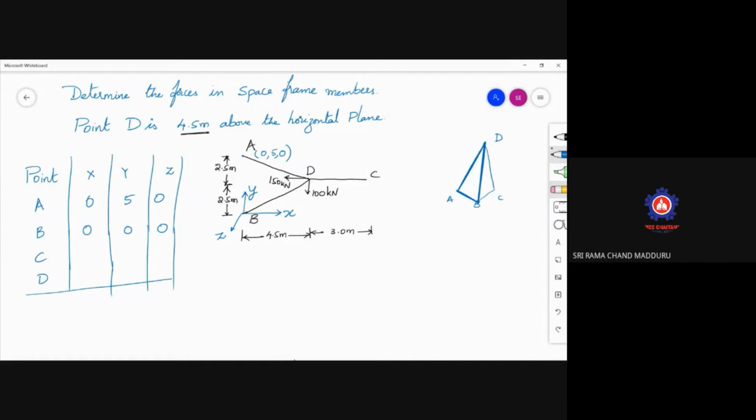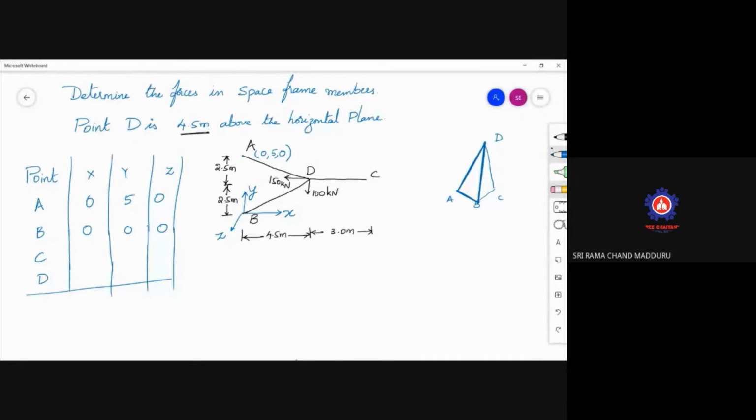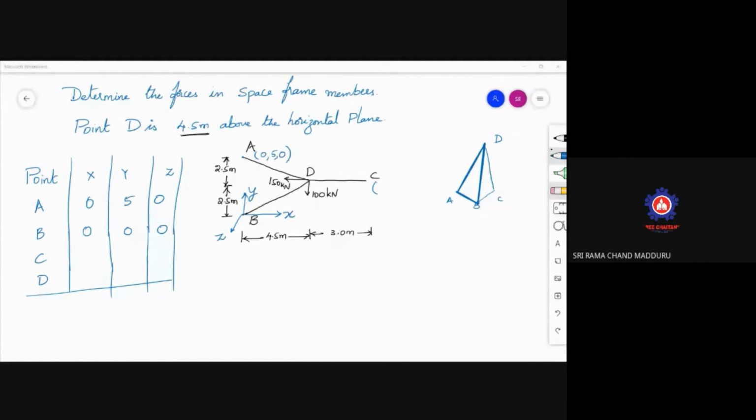What is the other point? With respect to the origin, what is the other point? Here, with respect to B, A is 0, 5, 0. How? Along x-axis it is 0, along y-axis 5, along z-axis it is in the same plane, that's why 0. Thus coming to C, can any one of you tell me what are the coordinates of C? You can type in the chat box.